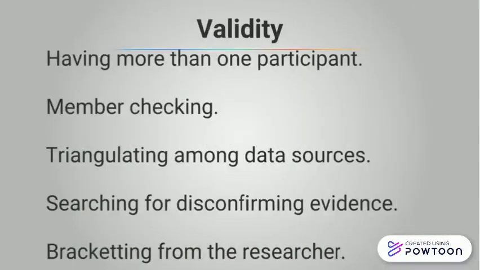Validity for narrative research comes in 5 forms. 1, having more than one participant. 2, member checking. 3, triangulating among data sources. 4, searching for disconfirming evidence. And 5, bracketing from the researcher.